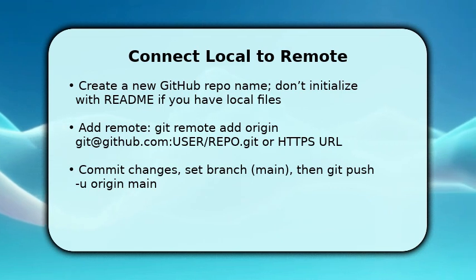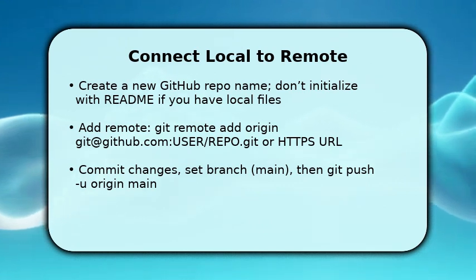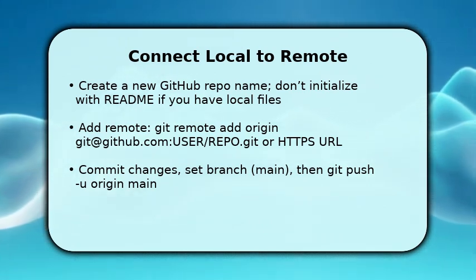Make sure your branch name matches GitHub. Use git branch -m main if needed. Finally, push with git push -u origin main, so future pushes use origin by default.